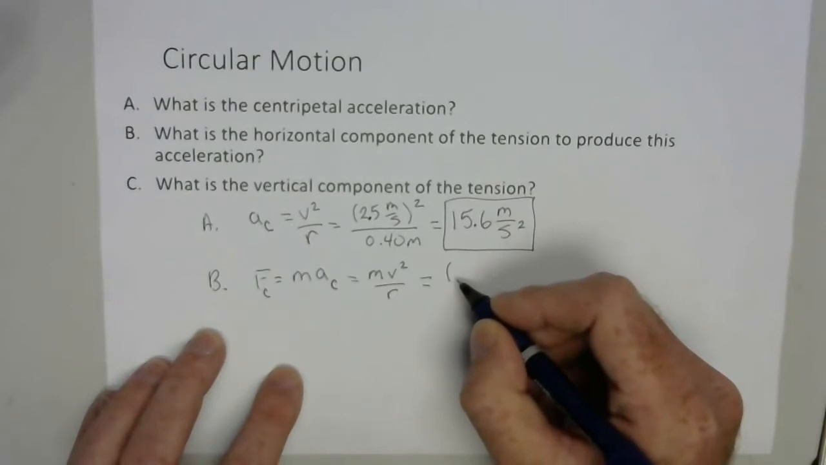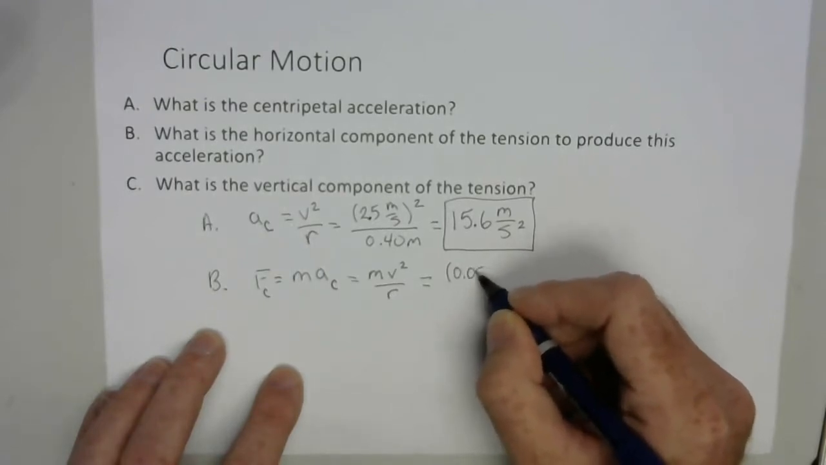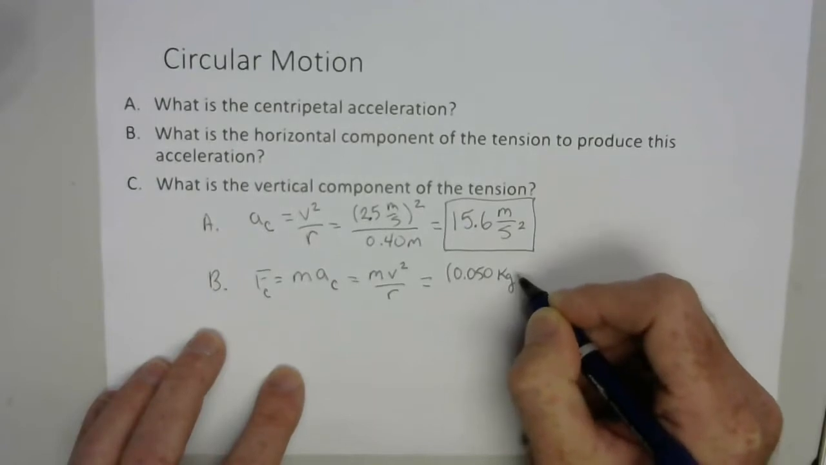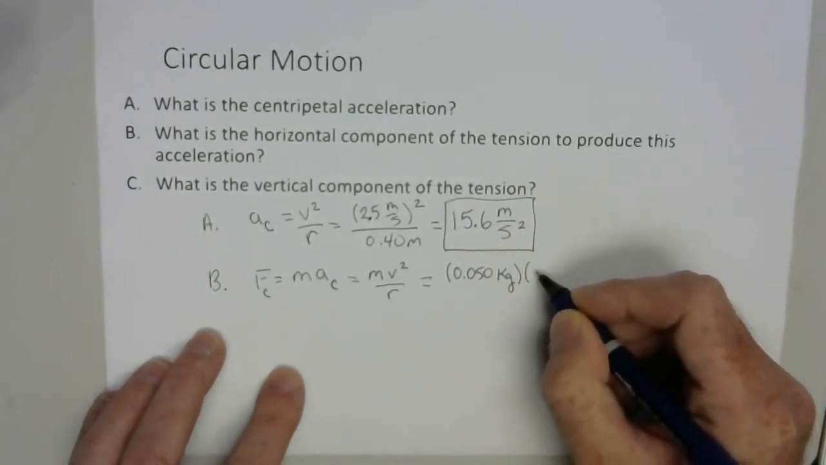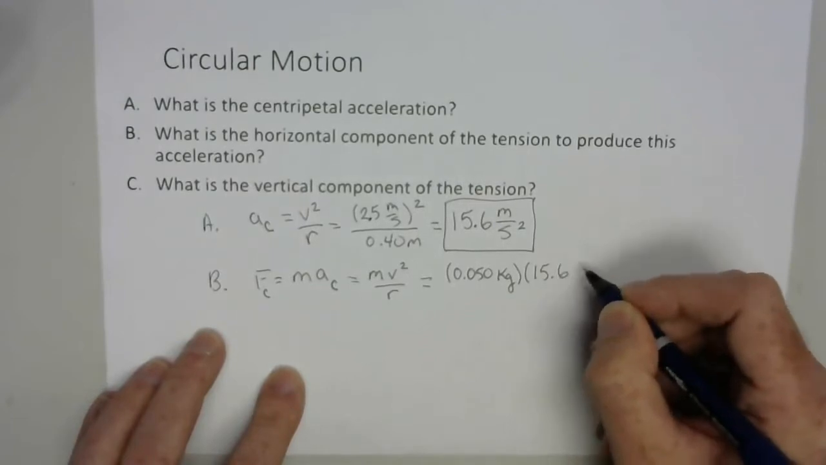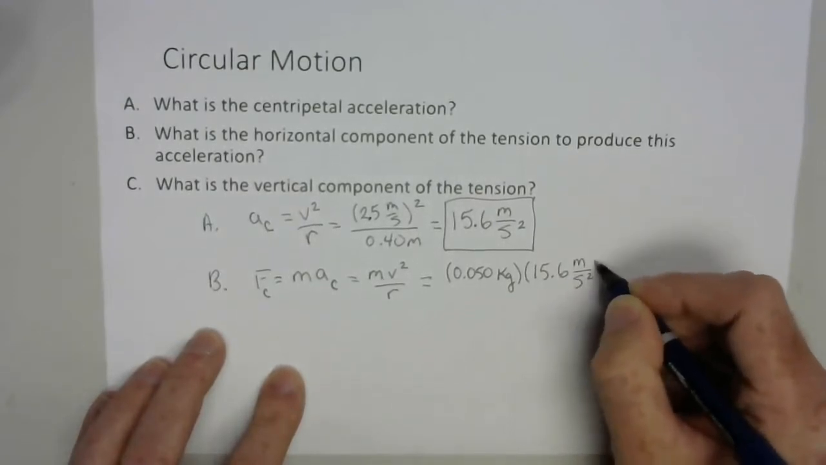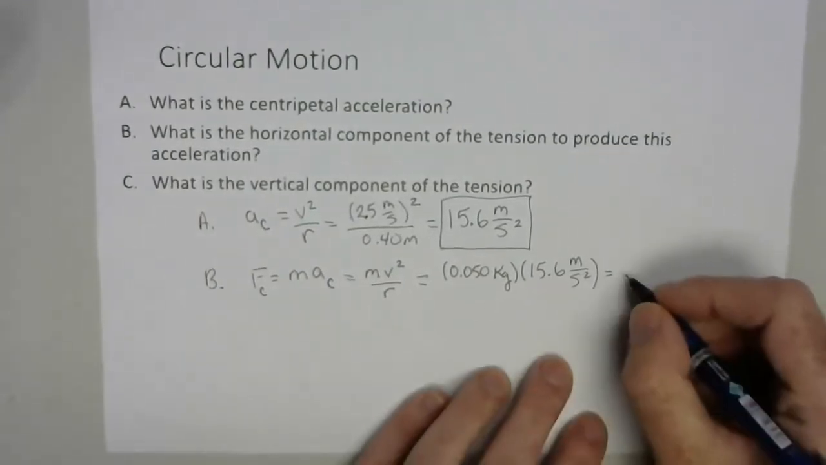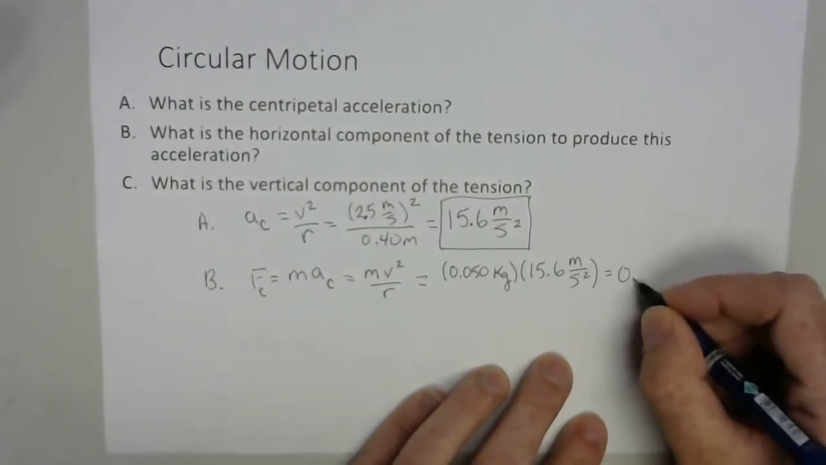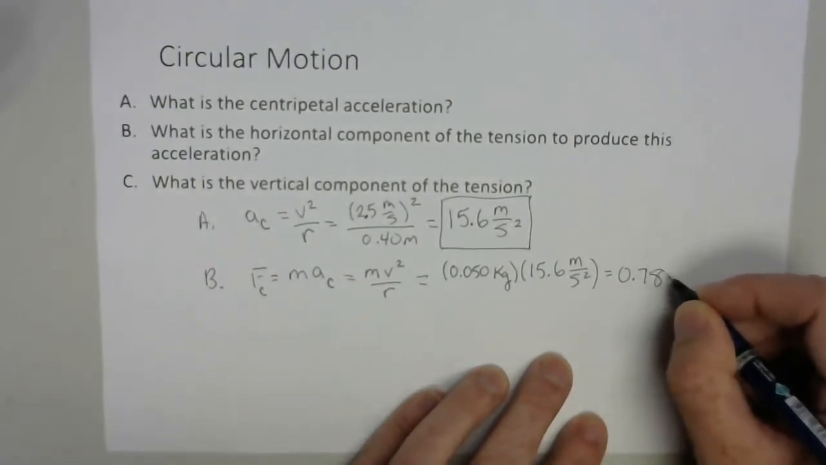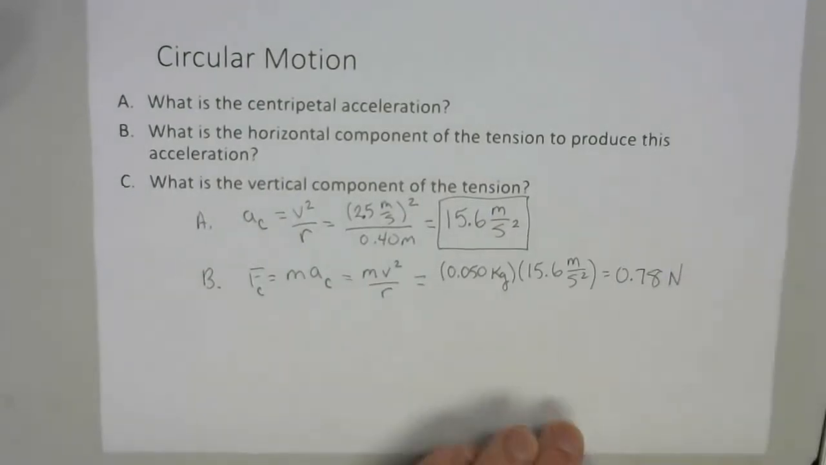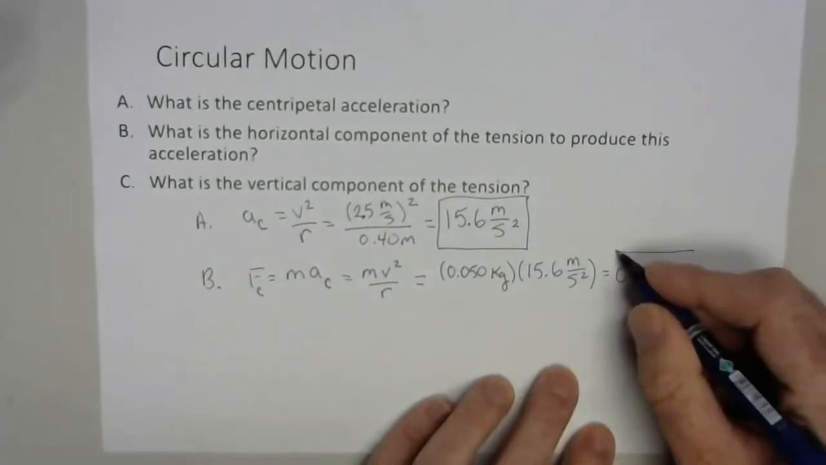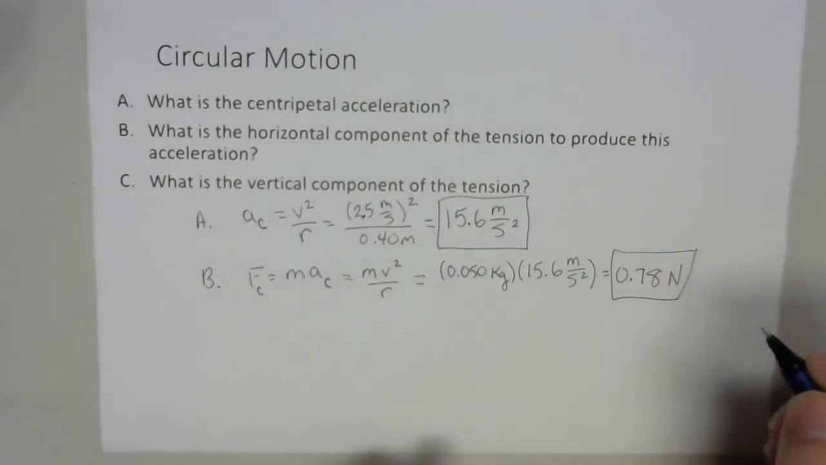So the mass of that was 0.050 kilograms. And the acceleration we calculated in the previous part is 15.6 meters per second squared. And I'm going to use the version that I held in my calculator with more decimal places, times 0.05, is 0.78 newtons of force. And that would be the answer to part B.